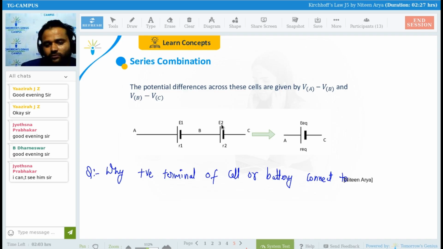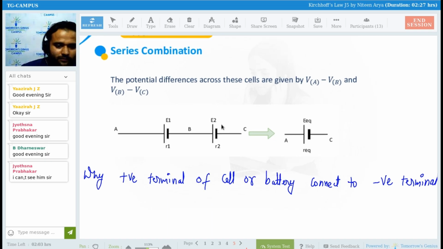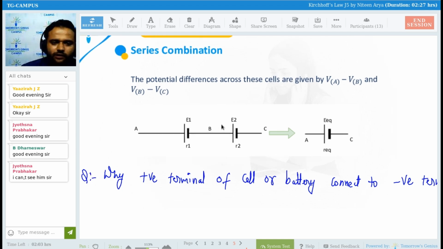Connect to negative terminal. No, it's not. See, the current flow is going to depend on the magnitude of voltage, not the direction. Whichever has the higher magnitude, the current goes in that particular direction. If I reverse this scenario, balance neutrality.